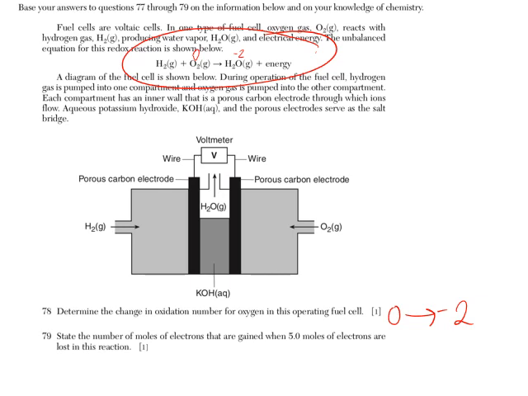Number 79 says, state the number of moles of electrons that are gained when 5 moles of electrons are lost in this reaction. Once again, it has nothing to do with the writing, nothing to do with the reading passage, nothing to do with the diagram. It says 5 moles of electrons are lost. So how much are gained? You have to have the same number of moles being lost as being gained. So if 5 moles are lost, we know 5 moles also are gained.